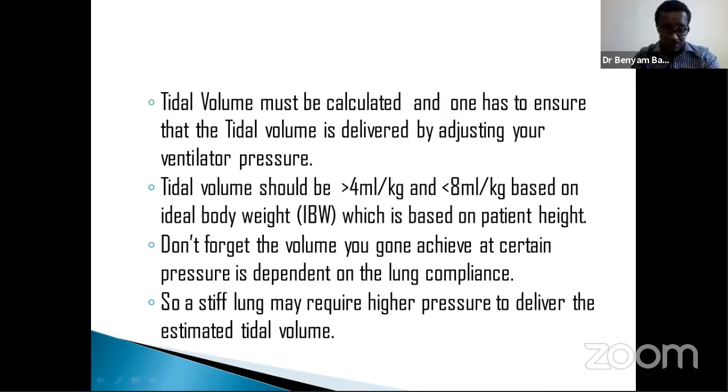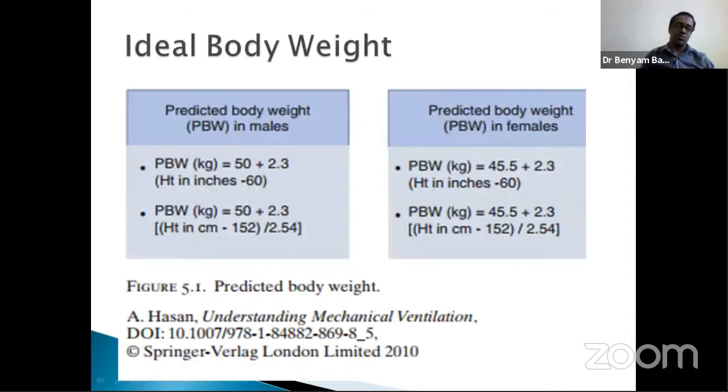One more thing not to forget is the volume. The volume you're going to achieve at a certain pressure is dependent on the lung compliance, for obvious reasons. So a stiff lung may require larger pressure to deliver the estimated tidal volume. So this is the ideal body weight estimation, or predicted body weight estimation. It's given both in inches and centimeters.